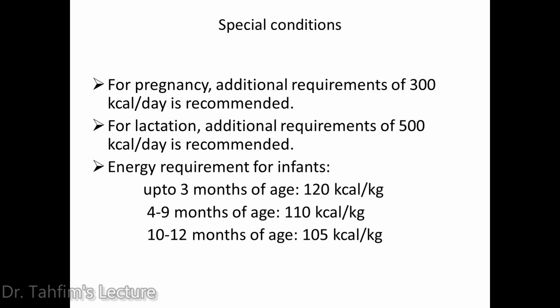Okay, and for calculation of the energy requirement for infants, you can follow this formula: up to 3 months of age, 120 kilocalories per kg, 4 to 9 months of age, 110 kilocalories per kg, and 10 to 12 months of age, 105 kilocalories per kg. If you know the body weight of the baby, you can calculate by this formula, right?